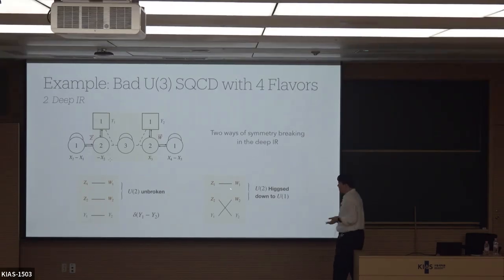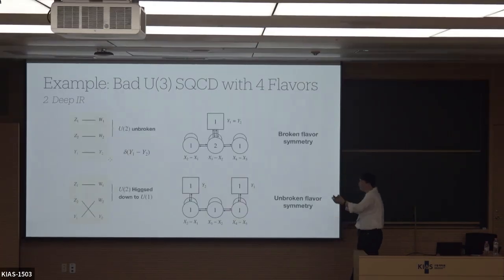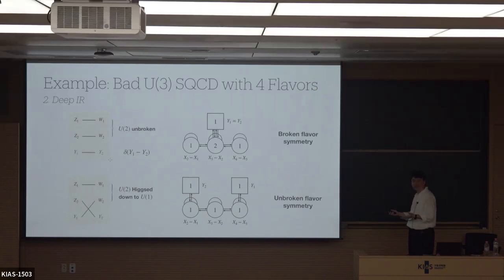On the other hand, if we identify the symmetries in this way, you can see that this one is identified with this one, but if we identify Z2 with Y2, this basically means the Higgs mechanism. Originally we have a U2 with the two U1 global symmetries, but due to the Higgs mechanism, this U2 is broken down to U1. But this global symmetry remains unbroken. So we have two phases of this theory in the IR.